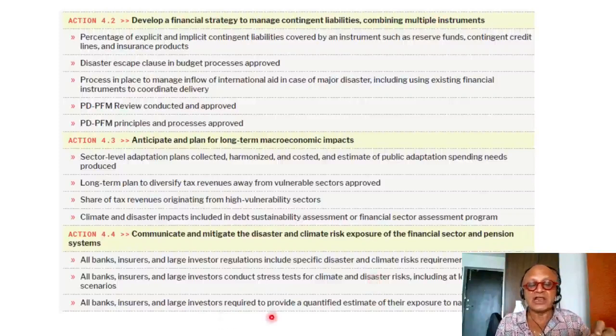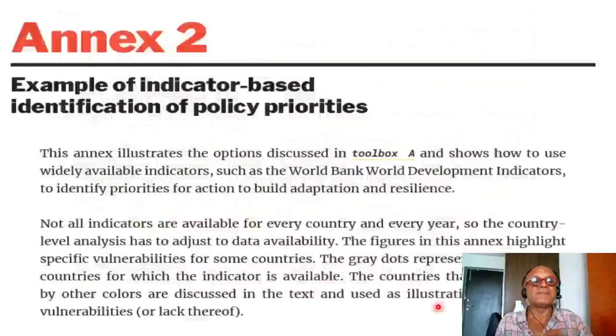All banks, insurers, and large investors required to provide a quantified estimate of their exposure to natural hazards. If it is done as a compliance requirement so far, then they may just do something to satisfy the compliance aspects, but if they begin to see it as an actual way to hedge their bets and improve their returns and reduce debt defaults, etc., then banks will do much better job of taking risk-informed decisions on lending and other banking activities. Okay, I'll leave this here.